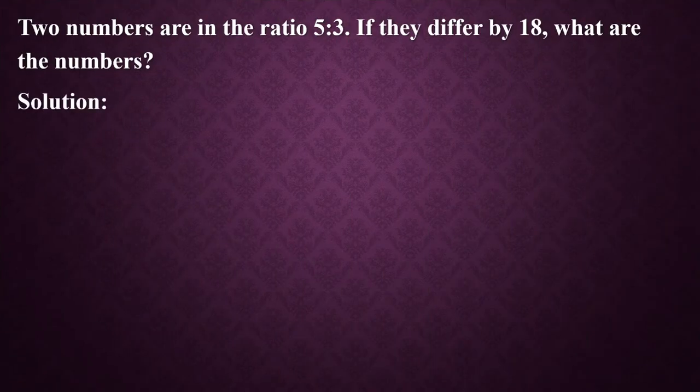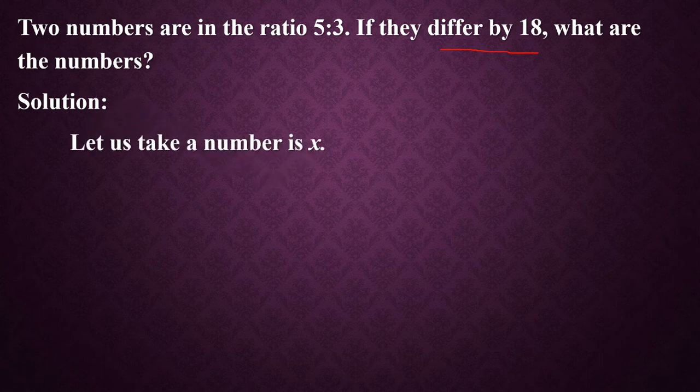Next, two numbers are in the ratio 5:3. If they differ by 80, what are the numbers? From the question, first we have to form the equation. So here they have given two numbers are in the ratio 5:3. They have given only the ratio. They didn't give the number. And one more clue, differ by 80. So if you are subtracting it, it will come 80.